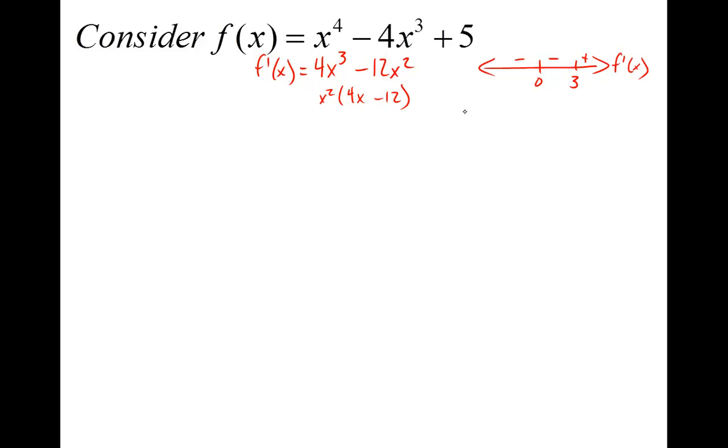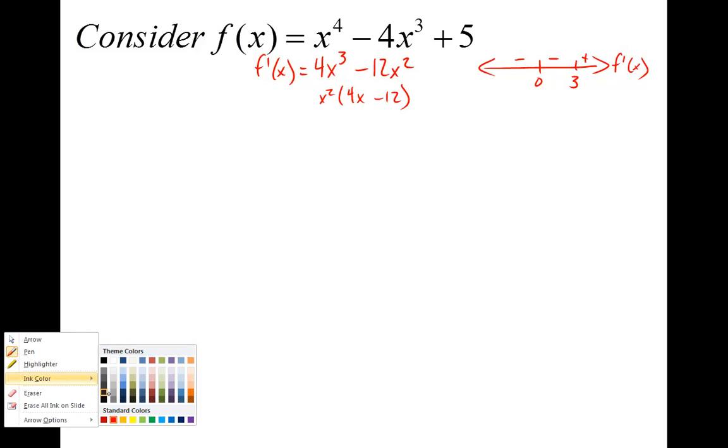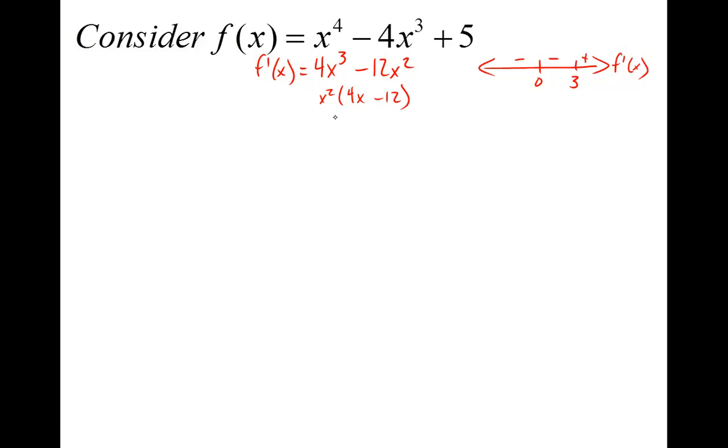Now let's go just a little bit further, and we'll look now at the second derivative. And so if I look at the second derivative, I'm going to get f double prime of x equals 12x squared minus 24x. And so again, I can go ahead and factor out maybe a 12x, and I get x minus 2.